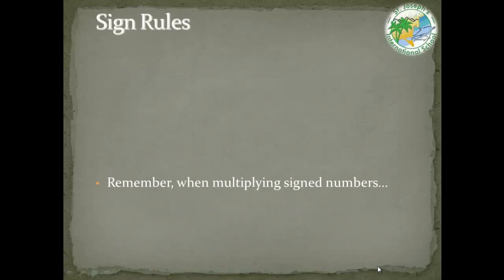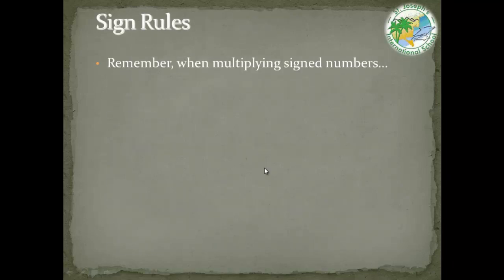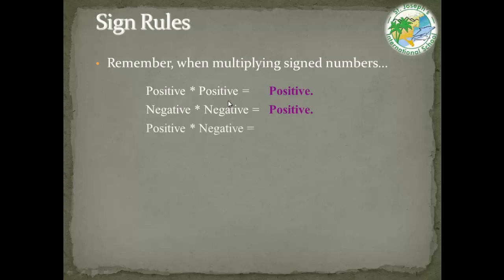Now, what are the sign rules for multiplication? Remember, when multiplying signed numbers: positive times positive equals positive, negative times negative equals positive, positive times negative equals negative.